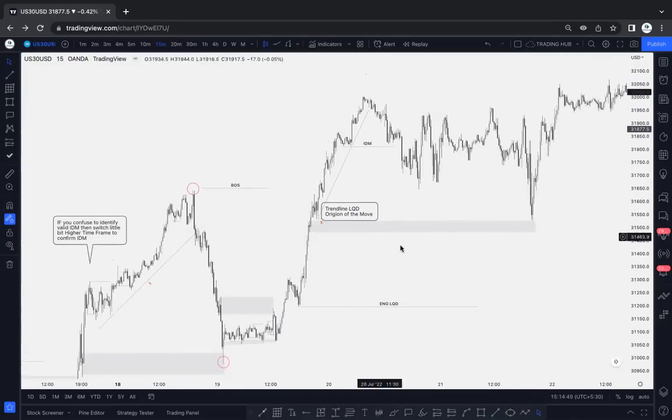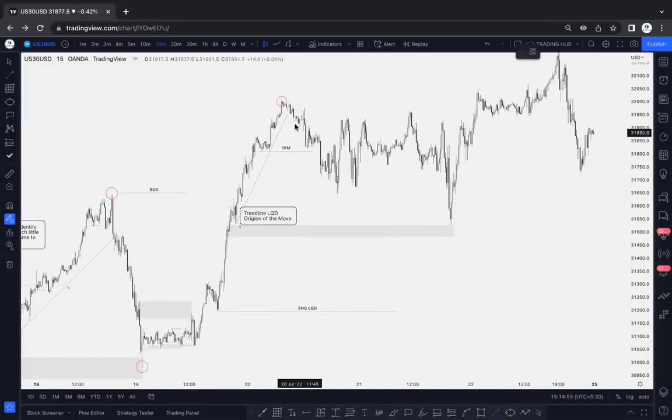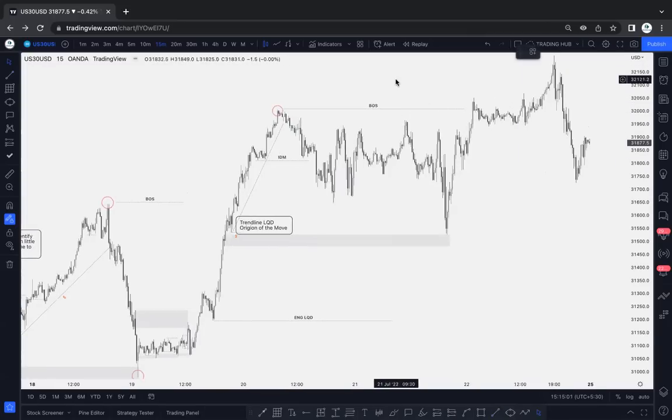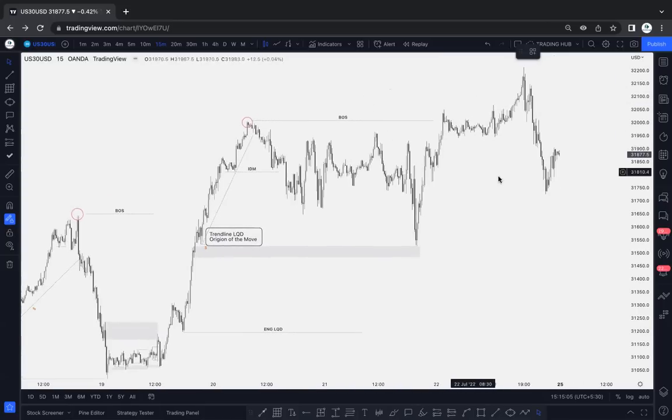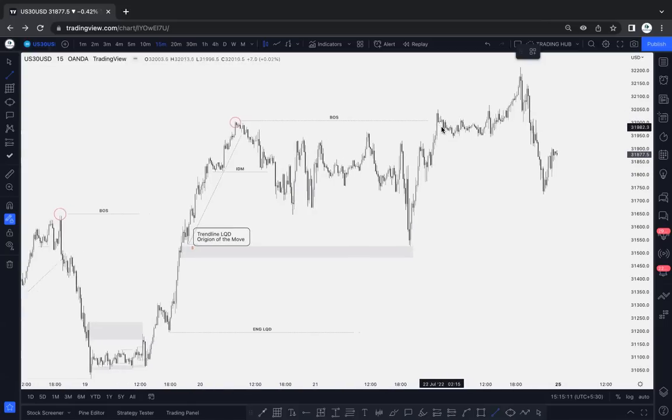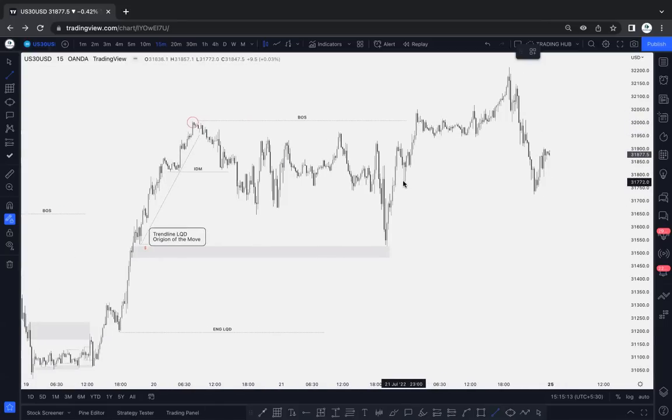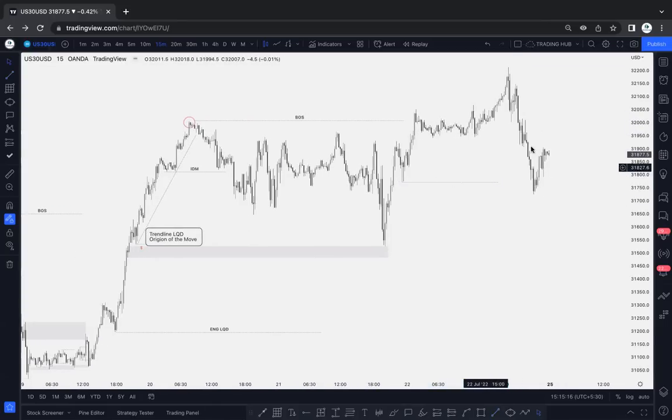So this is a boss, and the market creates another higher high here. And then what happened here? The market broke this structure, and this one is called break of structure. And after breaking this structure, where is our inducement? Here, I'm talking about this one. I think the inducement is here.